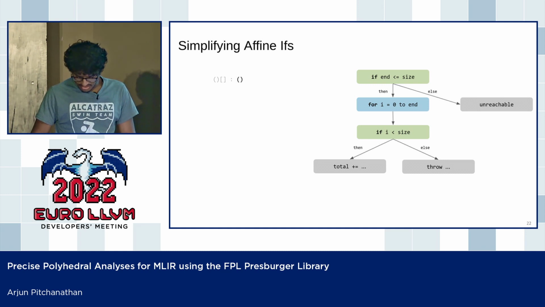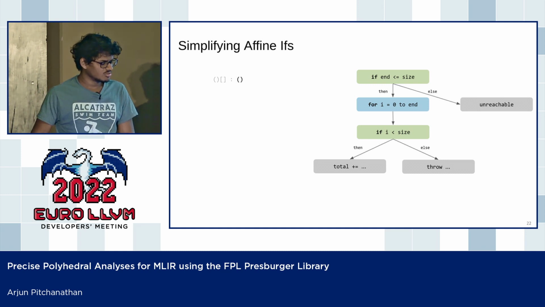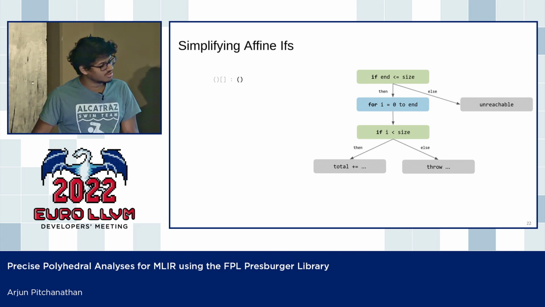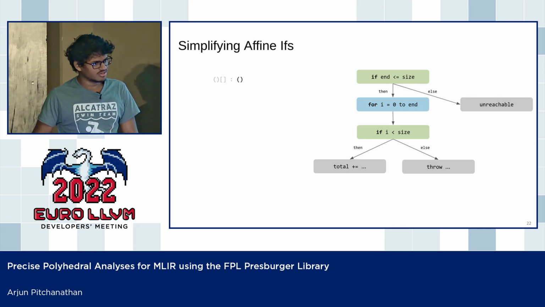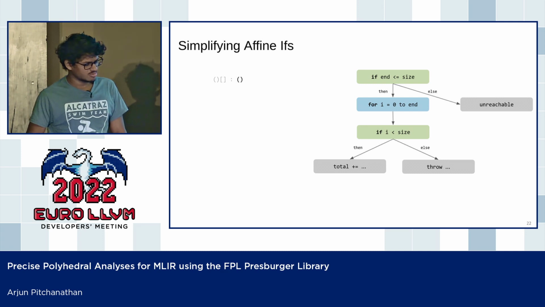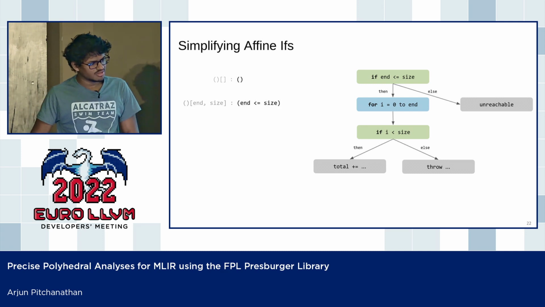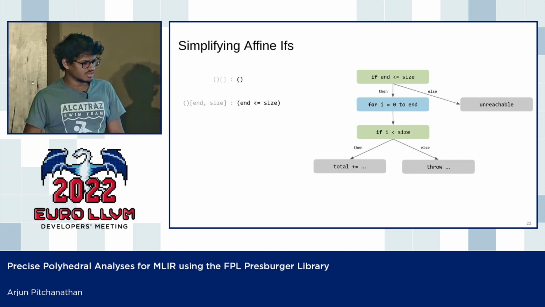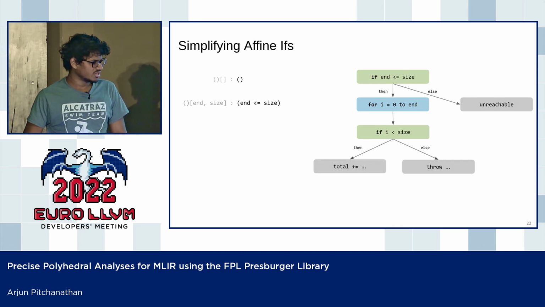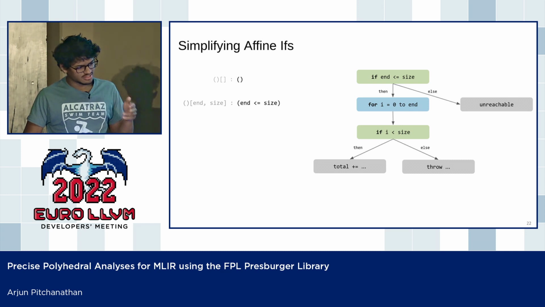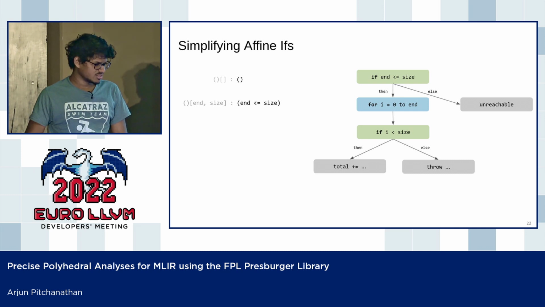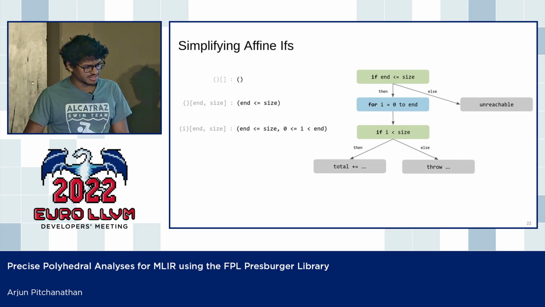So how do we actually simplify this thing? What we do is associate an integer polyhedron with it. As we walk through the AST, we have a context which is an integer polyhedron. Initially it's empty, and you'll see what I mean soon. When I enter the body of the if condition, I know that while I'm here, the constraint n less equal to size holds. So I add that constraint to the context, and now I enter the body of the loop. Now I know that 0 less equal to I less than n holds.